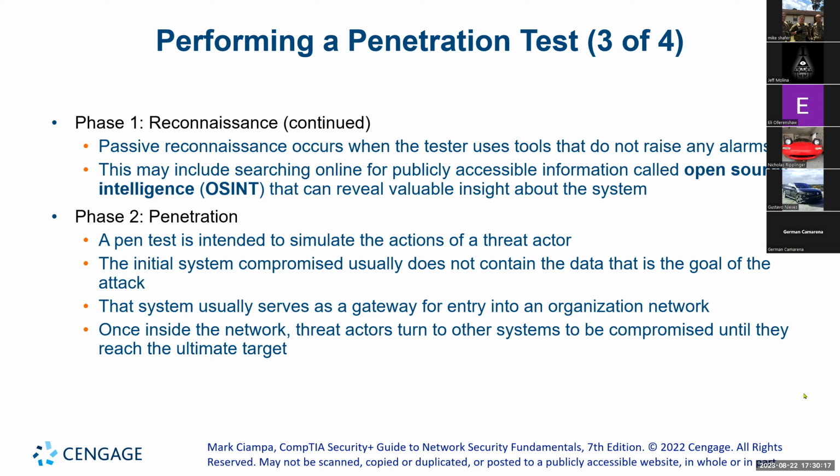So a pen test is intended to simulate actions of your threat actors. The initial system compromised usually does not contain the data that is the goal of the attack. Usually what they do is they get in and then they pivot to something else. That system serves as the gateway for entry into the organization's network, like I said. Once inside the network, threat actors turn to other systems to be compromised until they reach the ultimate target. Sometimes they will just get in and see what they can get to and see how much damage they can cause.